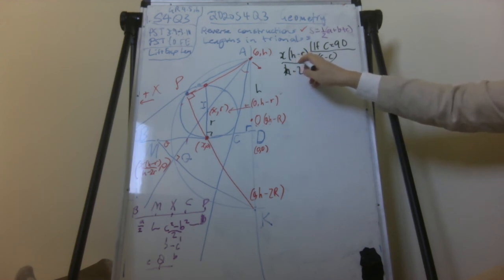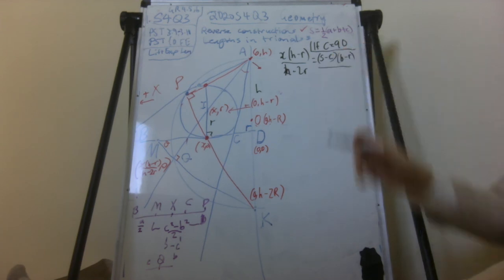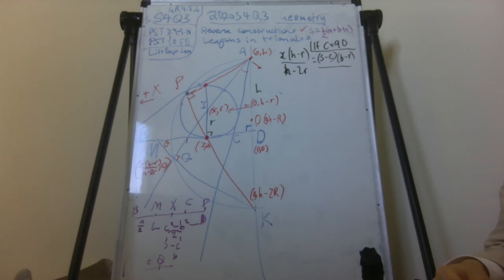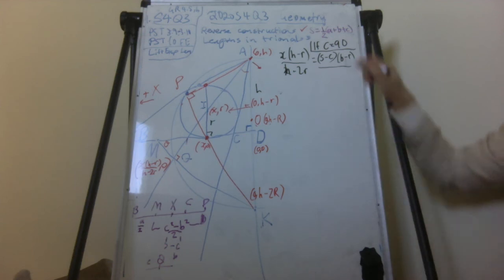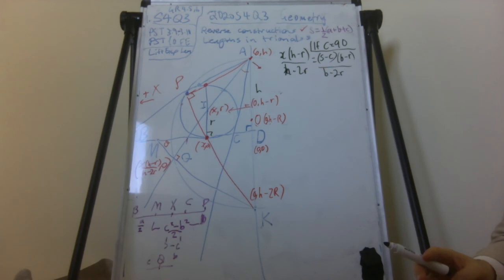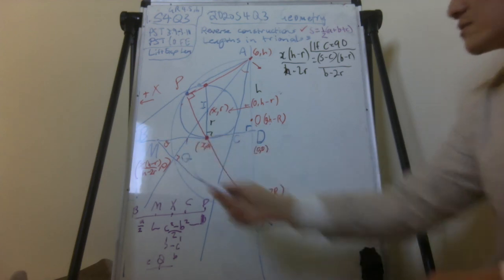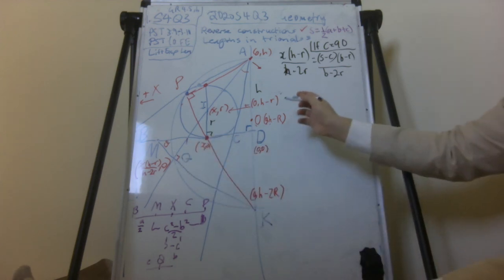H minus R. Remember now H is just B. This is just B minus R, and it is equal to R. And then H minus 2R is B minus 2R. And then you need to get to R somehow. But then you notice that the area of the right angle triangle is just B times A on 2.